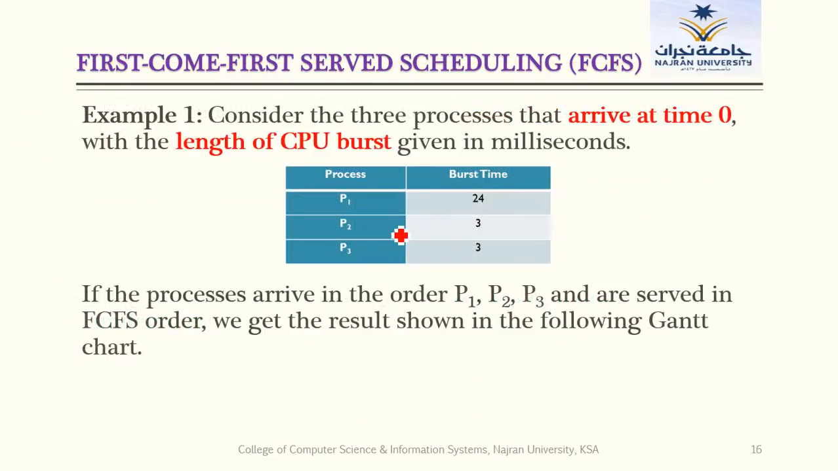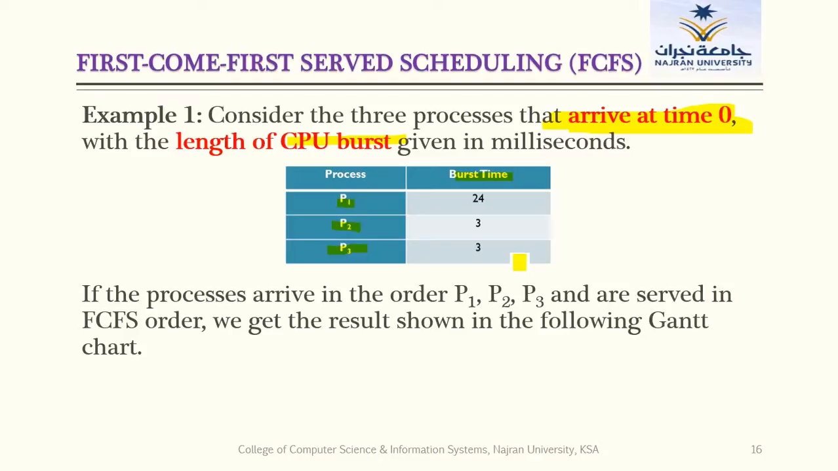Okay, now we will see some examples. In the first example that you can see here, we are considering that we have three processes, process 1, process 2 and process 3, and all these processes arrive at time 0. Arrival time is 0, with the length of CPU burst given. Burst time for P1 is 24, for P2 is 3, for P3 is also 3. So what is burst time? It is the amount of time a process needs the CPU.